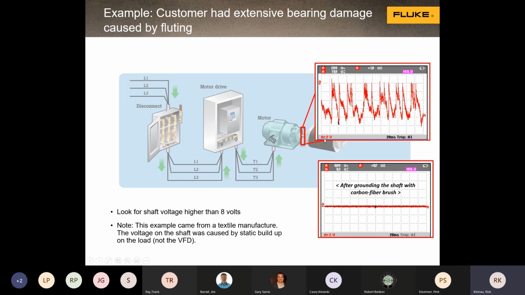You look at the setting, that's 2 volts per division, 2, 4, 6, 8, 10. I don't remember seeing more than 10 or 12 volts. So it's very low voltage, but it's cooking those bearings, which amazed me.